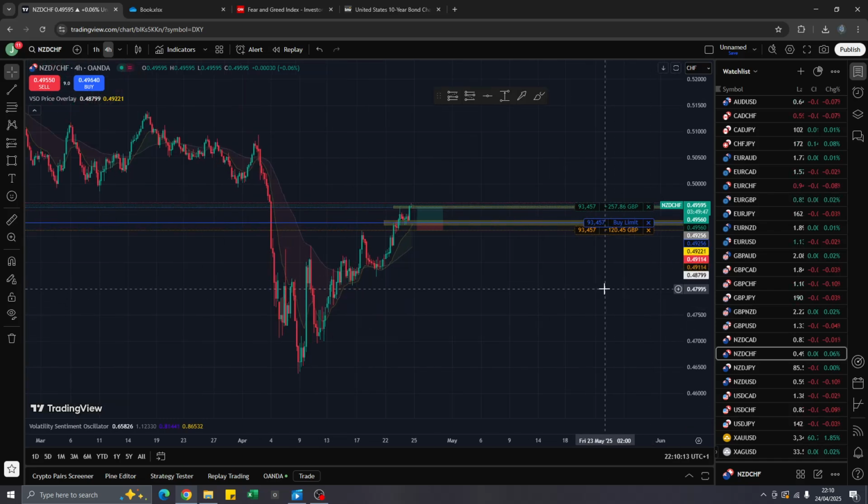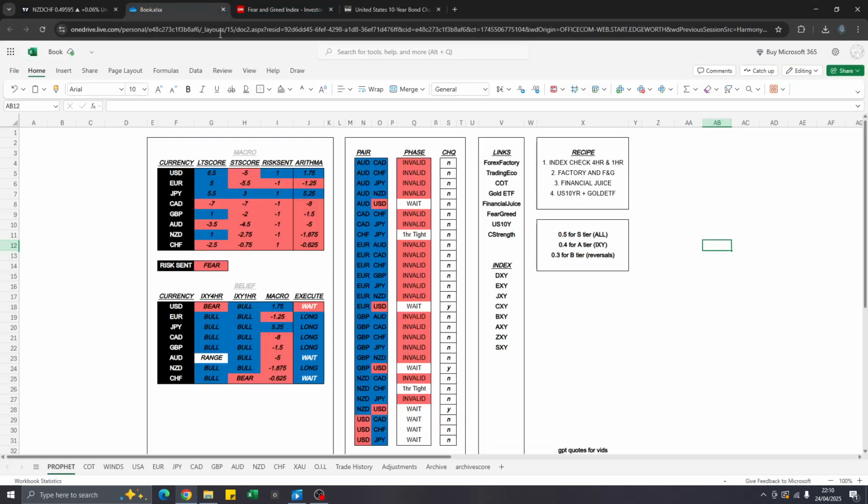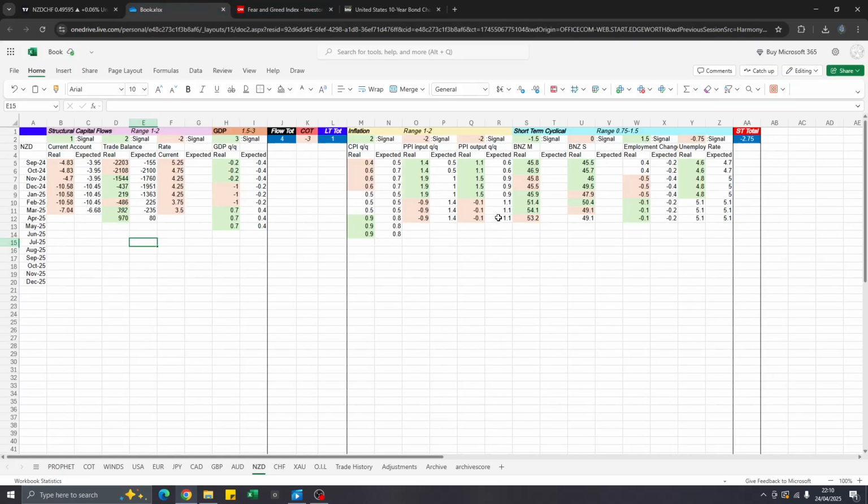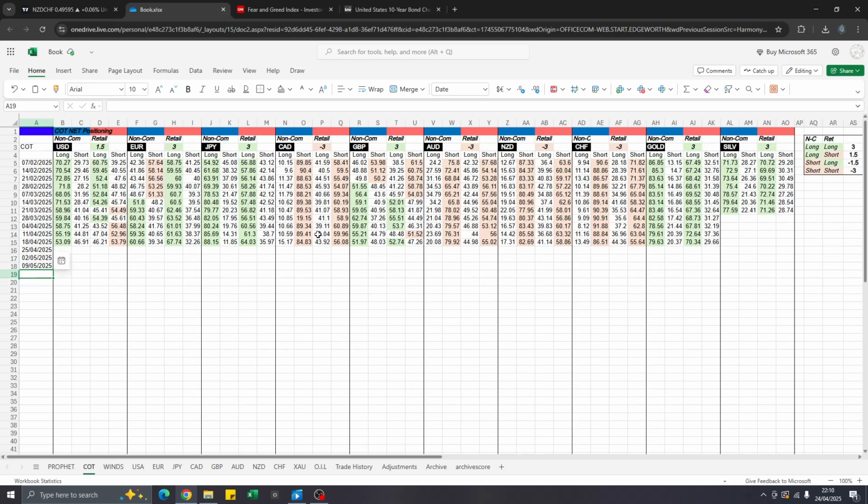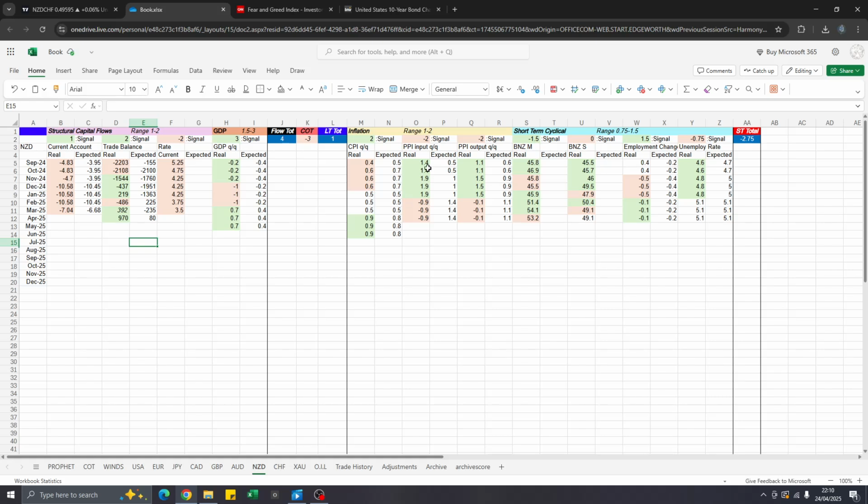Fundamentally, I cannot tell you why the New Zealand dollar is doing this, and I put a lot of effort into looking at fundamentals and recording them: current account, trade balance, rates, GDP, COT data. I mean, look at this. Big 3% jump on longs, but that doesn't really explain that. CPI, PPI, we're pretty much average. We're at 1 bullish on supply and demand.